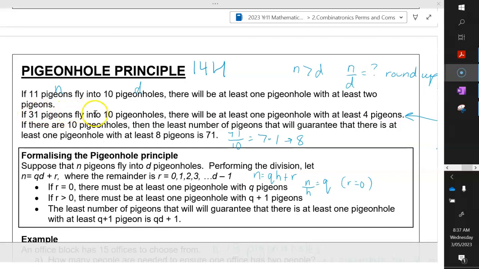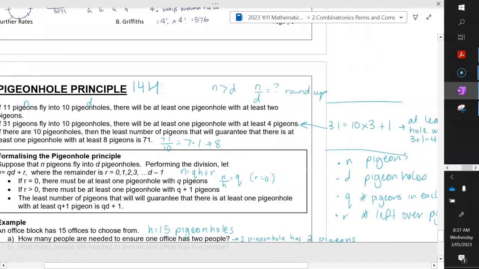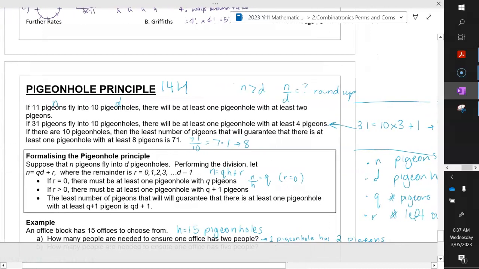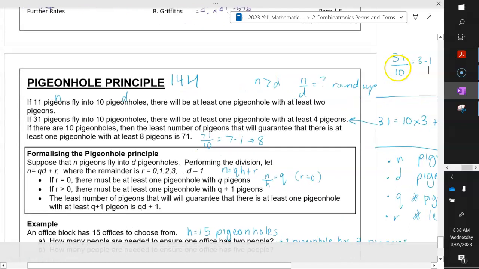If 31 pigeons fly into 10 pigeonholes, there will be at least one pigeonhole with at least 4 pigeons in it. How we would think about that is dividing my 31 by my 10, and that's going to give me 3.1. We can't have 0.1 of a pigeon. In this principle, and it sounds a bit funny, we're not chopping pigeons up, we're having whole pigeons. So that would say that there's 3 pigeons in each pigeonhole, and this 0.1 is saying, well, hey, that's going to round up to 4. So there's going to be at least one that's got 4 pigeons in it.